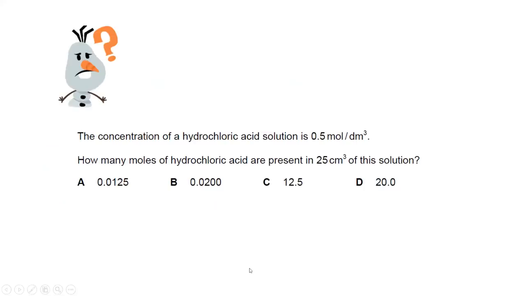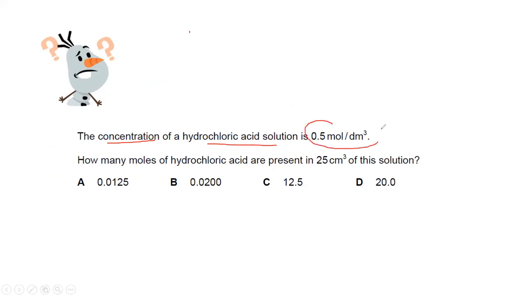This is the MCQ which we did in the last session as well, so I will just quickly go through it. As you can see in this question, first you have to know what is given to you. The concentration of hydrochloric acid is 0.5 mole per dm cube. We have to find the moles in 25 cm cube of the solution, so the volume of the solution given is 25 cm cube.